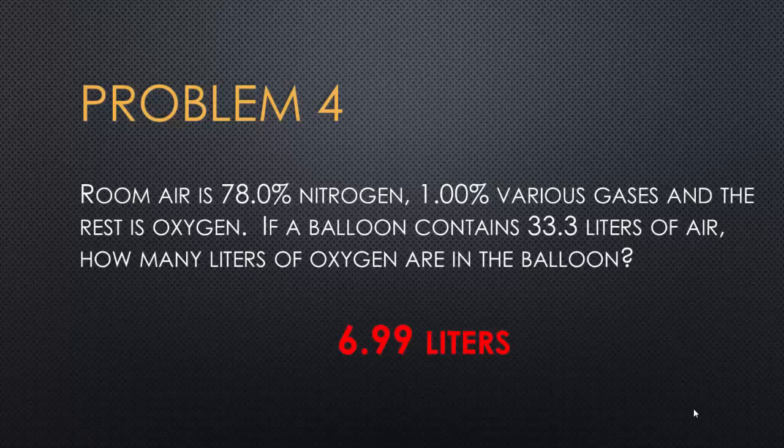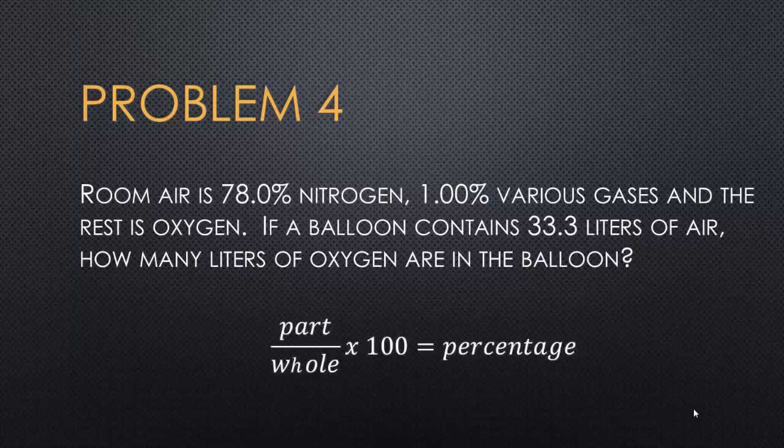How did we do this? Well, we start with the problem. We start with the equation, the part over the whole times 100 equals the percentage. We identify what we know. The whole, it's 33.3 liters. That's how much total air we have. The liters of oxygen will be the part. And the percentage we don't have. So now we have an equation with two variables. So I can't solve it, but we can.